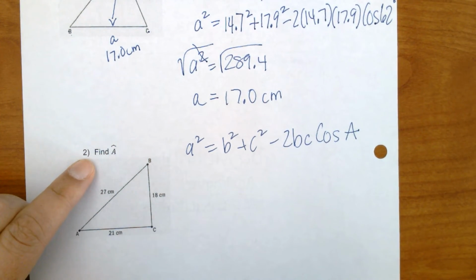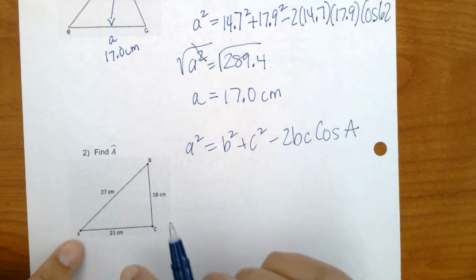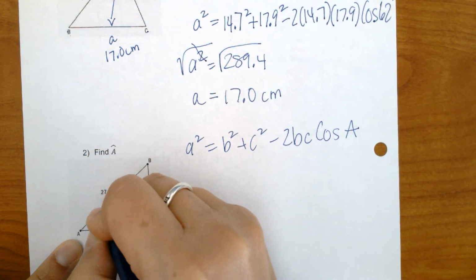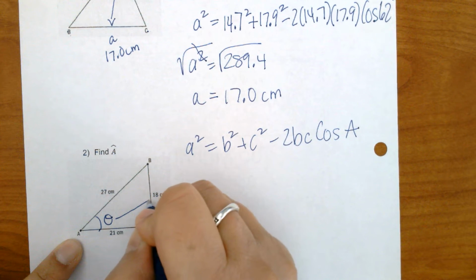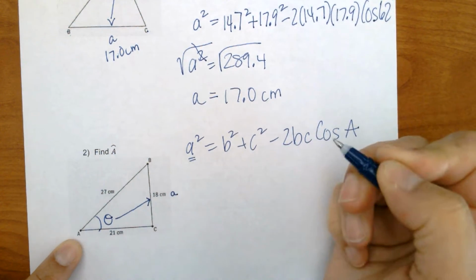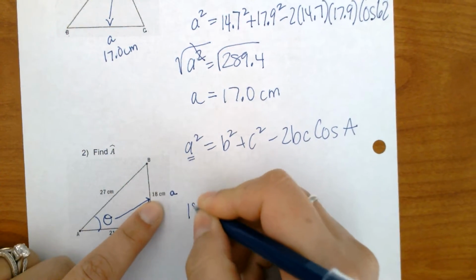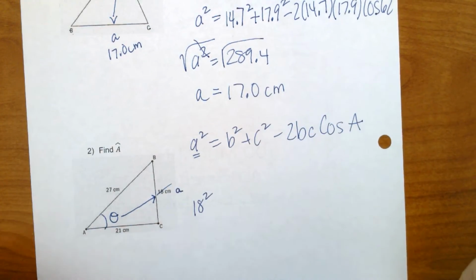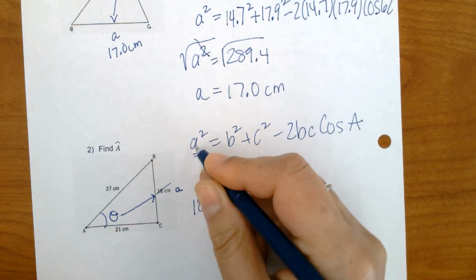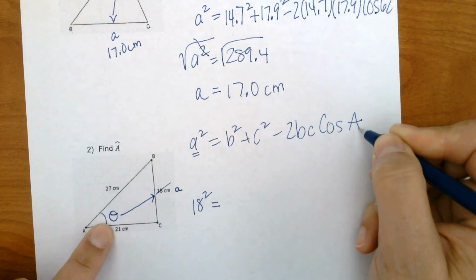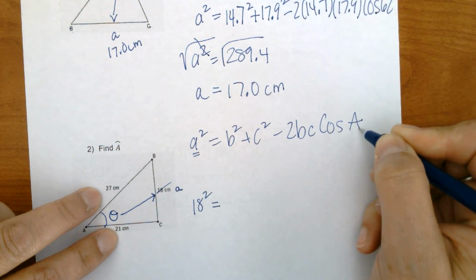All right, number 2, find angle A. So let's locate angle A. We have a triangle ABC. Here's angle A. Here's our theta. So across from this is going to be side A. That's this right here. So I know this is going to be 18 squared. I used it. That's it. I'm actually going to cross it out so I don't confuse myself. So I use this, okay. And I know over here it's going to be theta. The other two sides are my B and C.